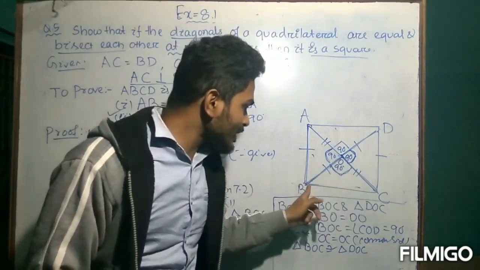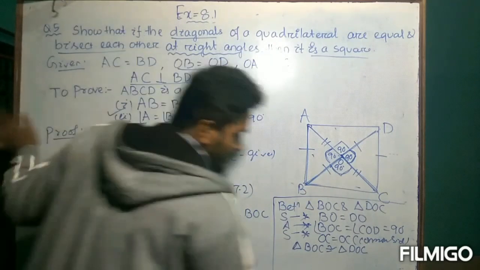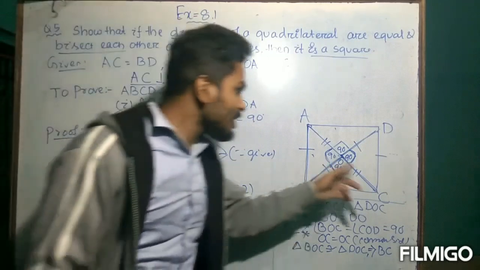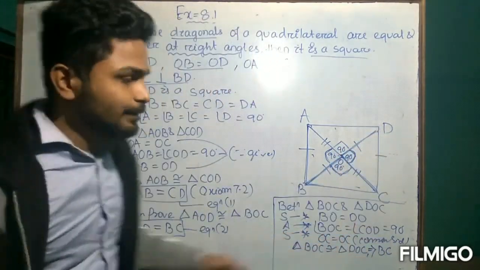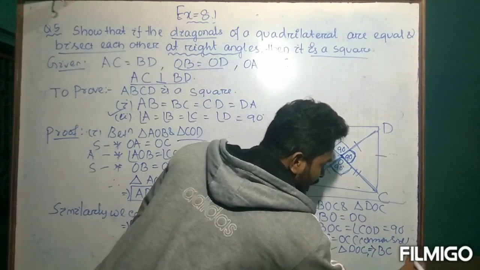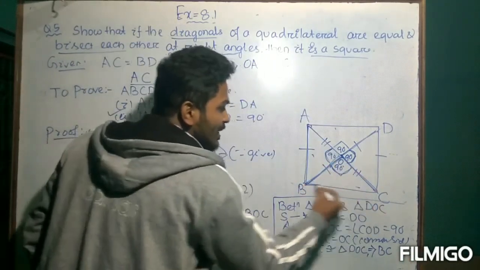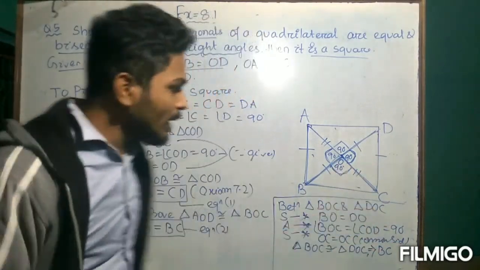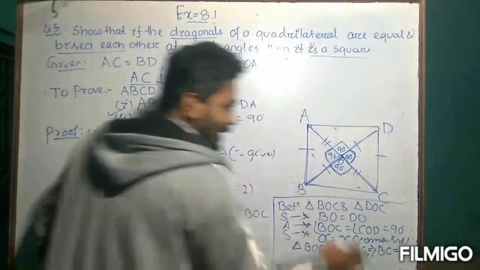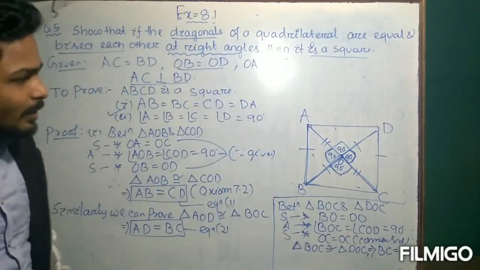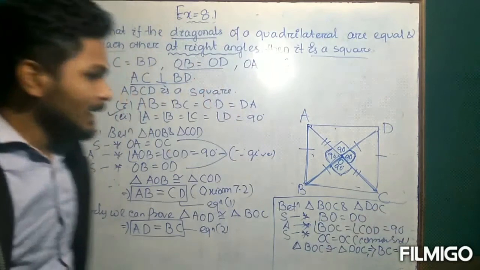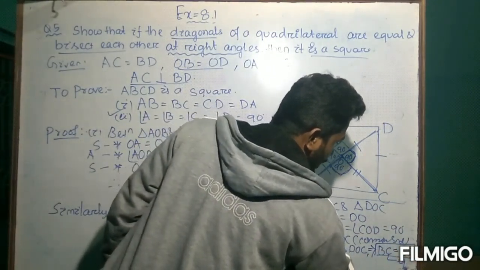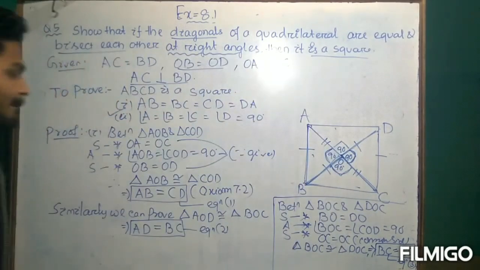Now let us consider their corresponding parts. If we consider BOC triangle, then BC is a side. So BC is a side. Similarly, if I consider COD triangle, then CD is also a side. But we have proved now that this triangle is congruent to this triangle. It means that corresponding parts must be equal. So BC is equal to CD. Understood? Let's say this is our equation number 3.